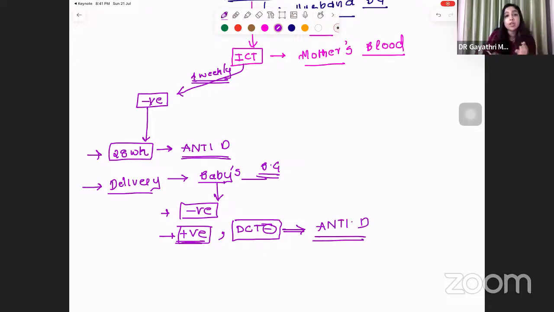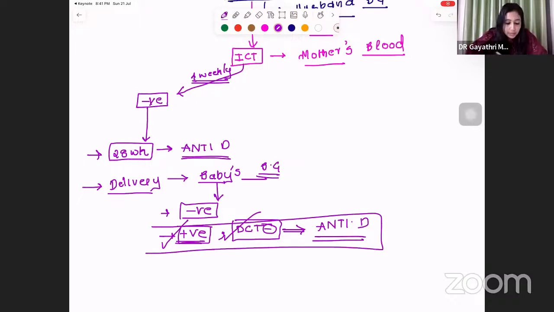I have discussed this algorithm in our regular classes as well as in the app, and the same question has come for the latest NEET exam as well. So when will you give the anti-D? Baby blood group is positive and DCT is negative. In that situation, you will give anti-D. If the DCT is positive, the immunization has already happened. There is no role of giving anti-D. Very important statement to remember: baby blood group is positive, DCT negative, you again give anti-D.